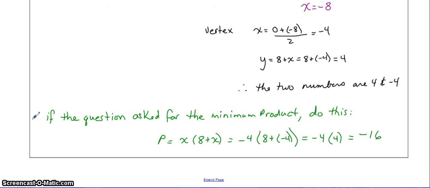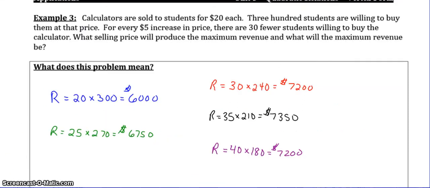So we're now going to move on to the third type of example. The third type of problem is a revenue problem. So here's the question. Calculators are sold to students for $20 each. 300 students are willing to buy them at that price. For every $5 increase in price, there are 30 fewer students willing to buy the calculator. What selling price will produce the maximum revenue, and what will the maximum revenue be?